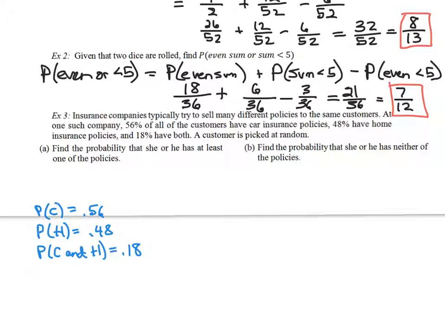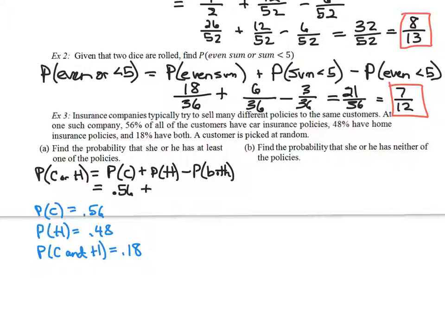So the first question says, find the probability that she or he has at least one of the policies. So that would be the same thing as saying, let's find the probability that they have either car or home, because then we're counting both as well. So that's going to be the probability of car plus the probability of home minus the probability of both, because we want to subtract out the ones that we've counted twice. So that's going to give us 0.56 plus 0.48 minus 0.18.